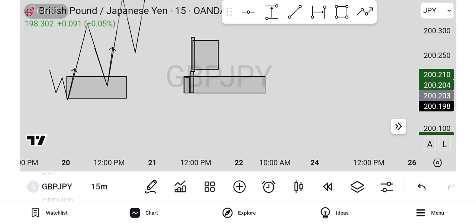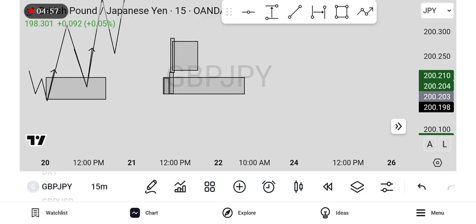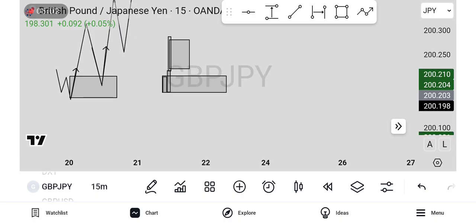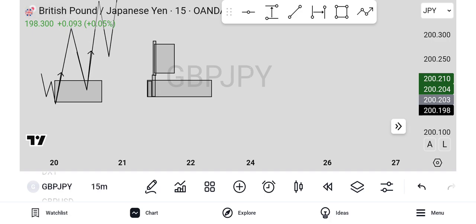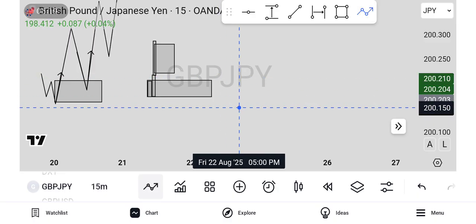Now I've mentioned two things. The first thing, it must have swept a form of liquidity. Second thing, it must create an imbalance. And the third thing to look out for while choosing an order block, it must break a form of structure, whether an internal structure or an external structure. Let me make an example.